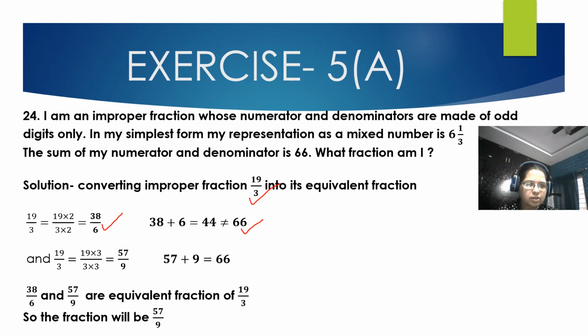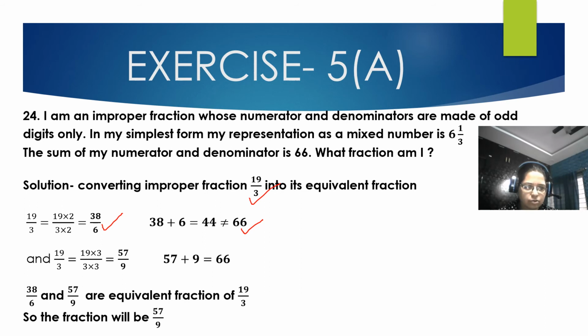Now multiply by 3 in numerator and denominator. So 19/3 equals 19 multiplied with 3 over 3 multiplied with 3. 19 multiplied with 3 is 57, and 3 multiplied with 3 is 9. So we get 57/9, which is an equivalent fraction of 19/3.